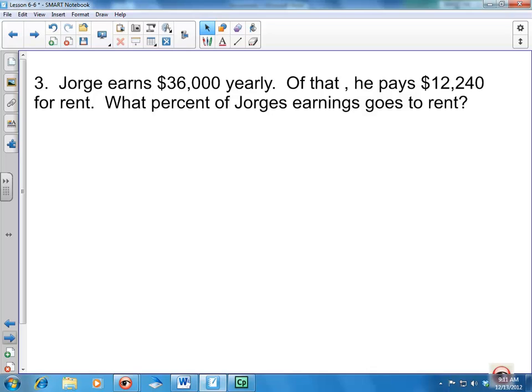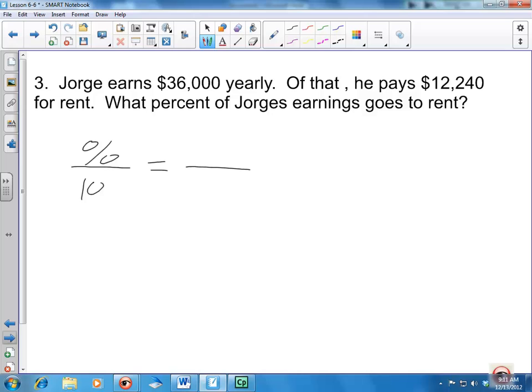All right, so let's take a look on how to solve this one. This one we can solve it a bunch of different ways. I will use our proportion method, okay? And I'll make my 2 fractions, and I know that I'll have my percent over 100 right here. And then over here, I'll put my part over my whole, which, how much does he make in a year? Well, $36,000. That represents my whole, so that has to be my denominator. And the part is going to be $12,240.